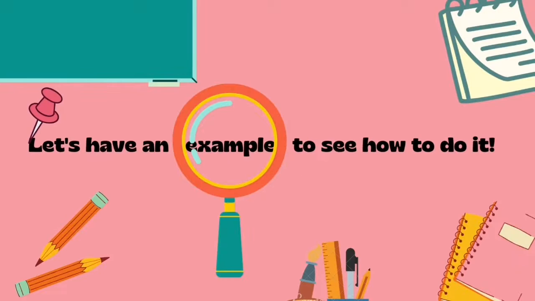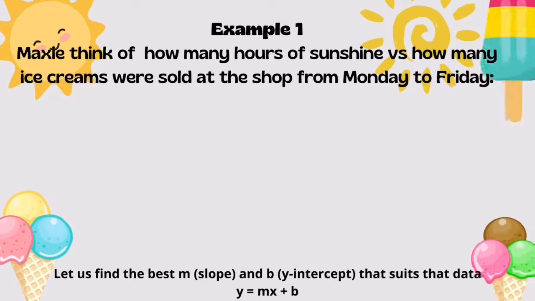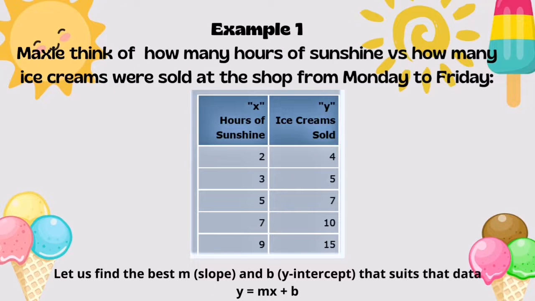So let's have an example to see how to do it. Think of how many hours of sunshine versus how many ice creams were sold at the shop from Monday to Friday. X stands for the hours of sunshine, ice cream sold is y, and for x we have 2, 3, 5, 7, and 9. Meanwhile, for y we have 4, 5, 7, 10, and 15. So let us find the best slope m and b that suits the data, y is equal to mx plus b.